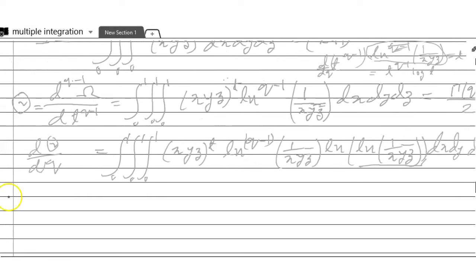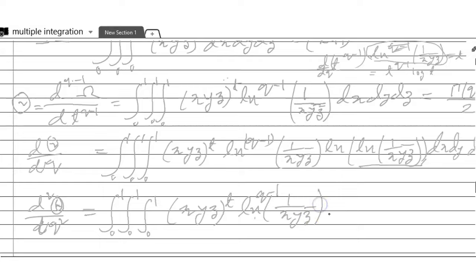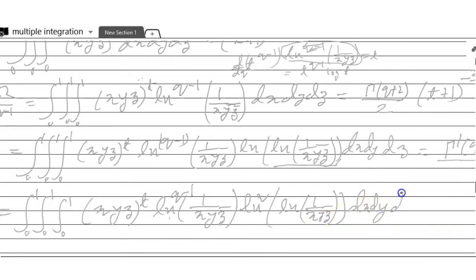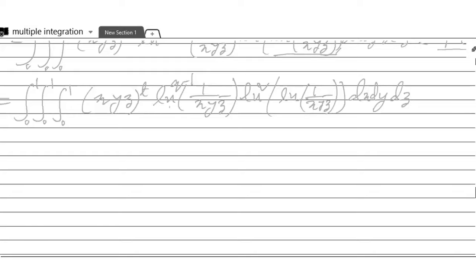Now I again differentiate this. So whatever I get, d square theta divided by dq square is equal to the integration 0 to 1 and 0 to 1 of xyz whole to the power t, ln q minus 1 of 1 by xyz, into ln square of 1 by xyz, into dx into dy into dz.